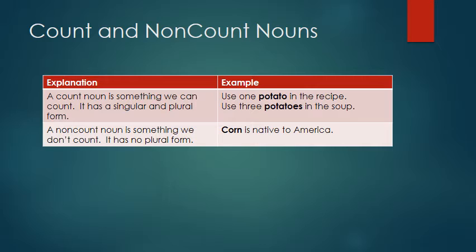So if corn is a non-count noun, we say corn is native to America. Even if we're talking about a lot of corn, we're not going to say 3 corns are native to America or put 3 corns in the soup. We'll explain this a little more clearly later, and with the practice I hope it will become clearer as well. So again, the most important thing about the difference between count and non-count nouns is that count nouns can be singular and plural, but non-count nouns can only be singular. They have no plural form.